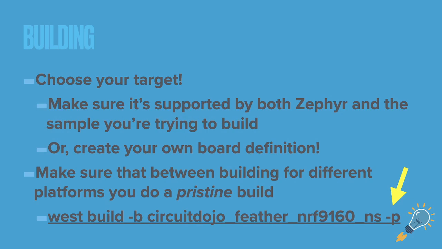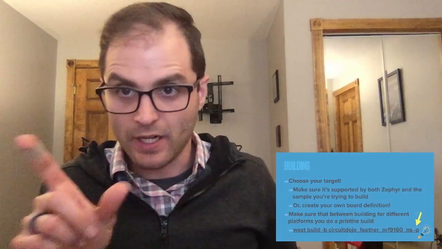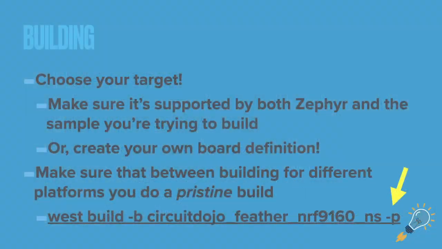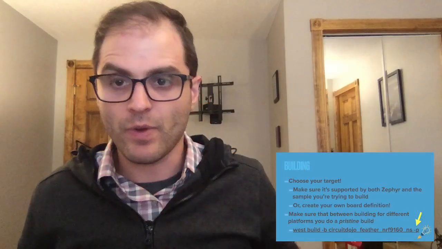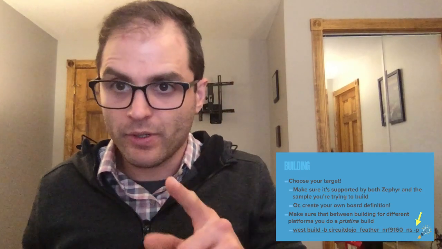The big thing, if you're switching between targets, besides doing the stuff with the West manifest, is making sure that you're doing a pristine build, or you're basically going to delete that build folder and then build again. Otherwise, if you try to build, it will start referencing the NRF52 when you're trying to build for NRF91, or if you're trying to build for the STM32. So it's important, and it will screw you up if you forget to do that.